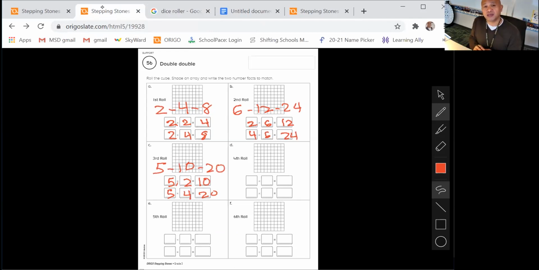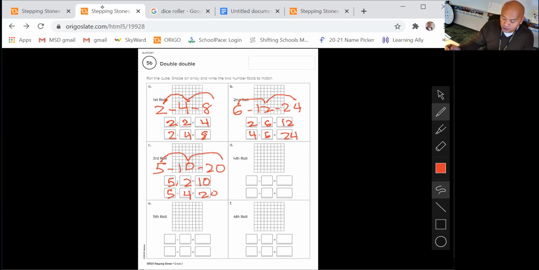So anyway, you can use this paper if you want to, but you don't have to use this paper. You can just get a die and a piece of paper and do this combination there, the double double. 2, double 2 is 4, double 4 is 8, double double. 6, double 6, you get 12, double 12, you get 24, double double. 5, double 5 is 10, double 10 is 20.